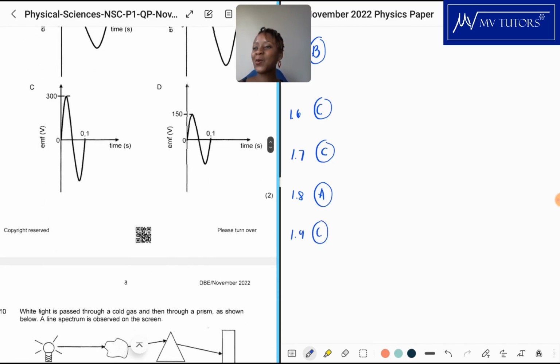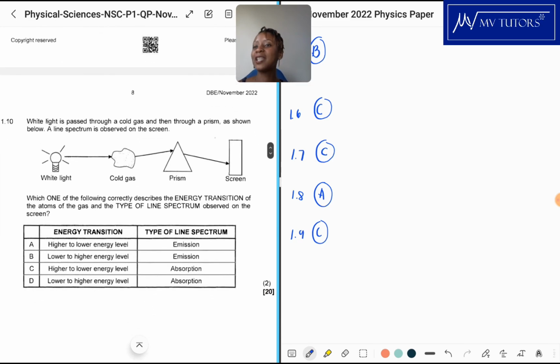And we are almost there. We are there actually. The last question. White light is passed through a cold gas and then through a prism as shown below. Again, I do have a video on this, so go and have a look at the playlist of the physics videos. So now a line spectrum is observed on the screen.